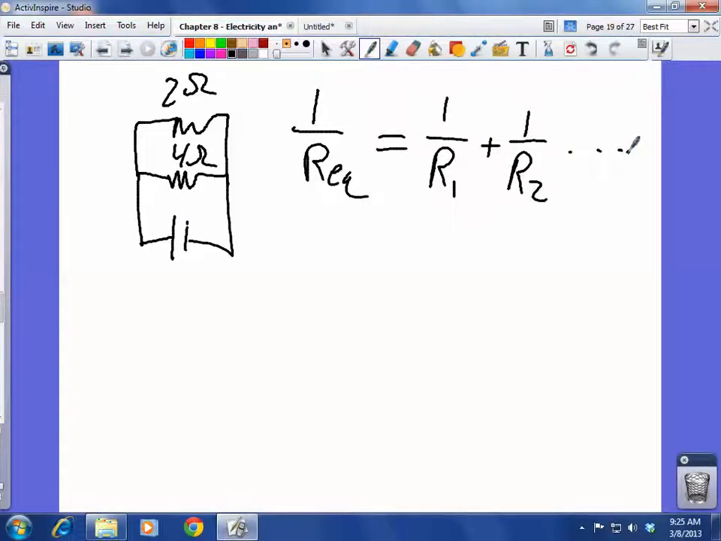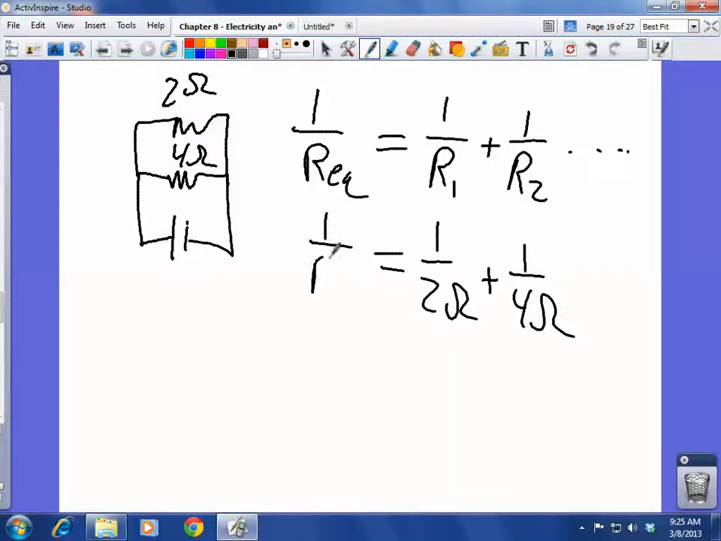Once again, we can keep adding and adding. Doesn't matter how many we have. And so we can do this though, right? We can say that 1 over 2 ohms plus 1 over 4 ohms should equal 1 over our equivalent, or 1 over our total resistance. Now we could plug this into a calculator, but wouldn't it be more fun just to do this by hand? Come on.